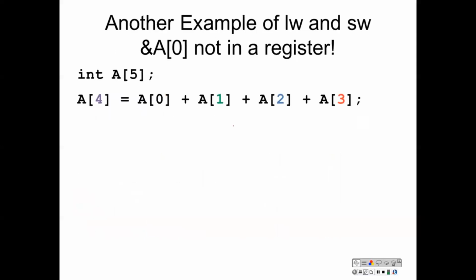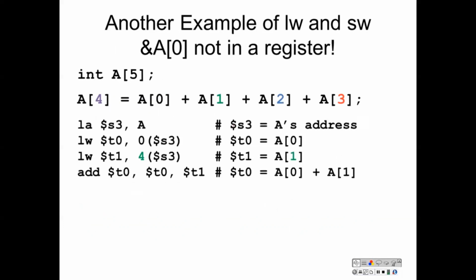Here's another example. This time, we're not going to assume anything about the register allocation yet. So a 5-element array A again, and we're going to calculate the summation of A0 plus A1 plus A2 plus A3 and store the result into A4.